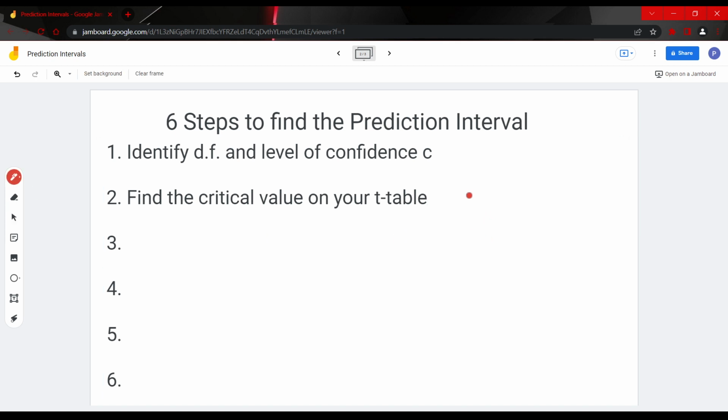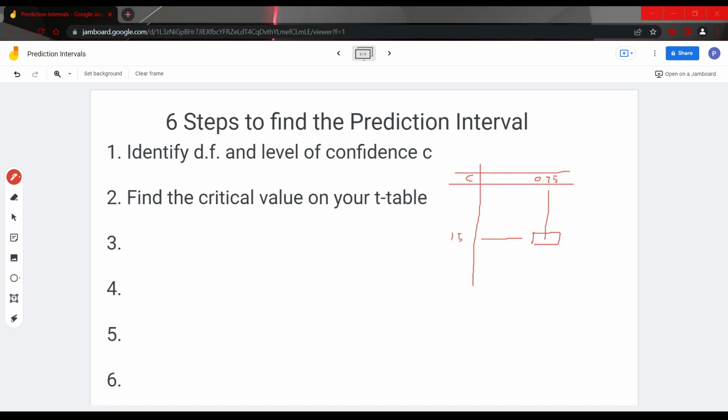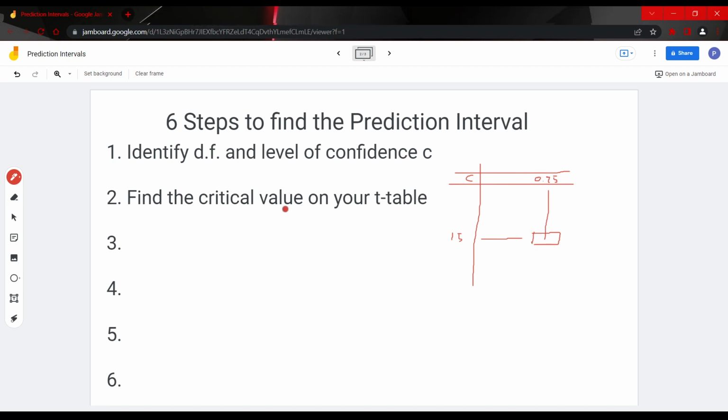Or I will show you how to do this on Google Sheets. On your t-table, you might have some confidence level of, say, 0.95 here. And if your degree of freedom is 15, you would find a value right here. So that's one way you can do it. Again, I'll show you how to do it on Google Sheets.